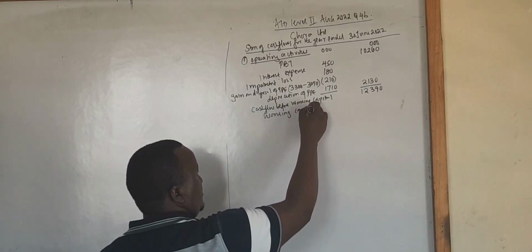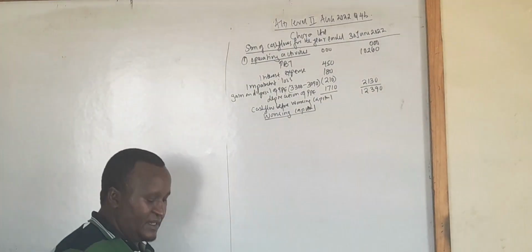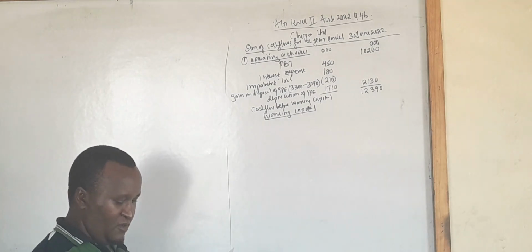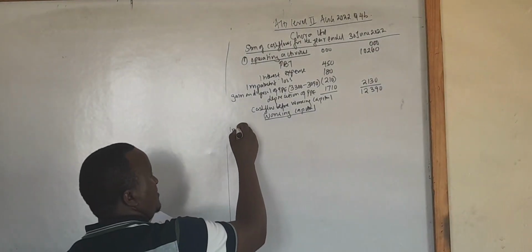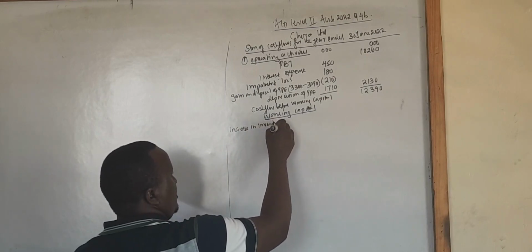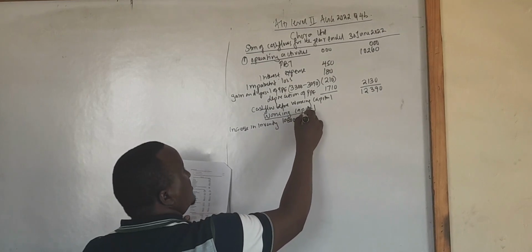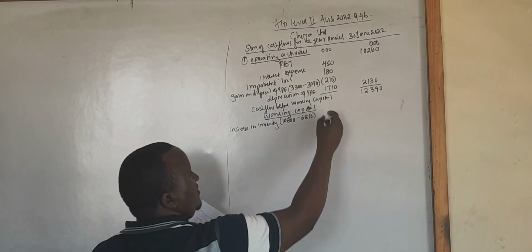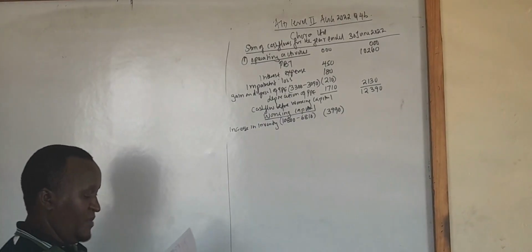Working capital. We start with inventory. Look at current assets. What happened with inventory? An increase, yeah, increase in inventory. That is 10,800 minus 6810, an increase of 3990. Now, an increase in inventory, minus.